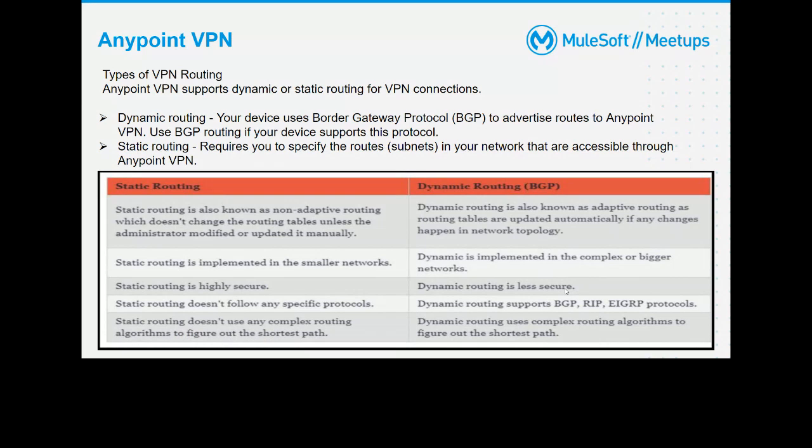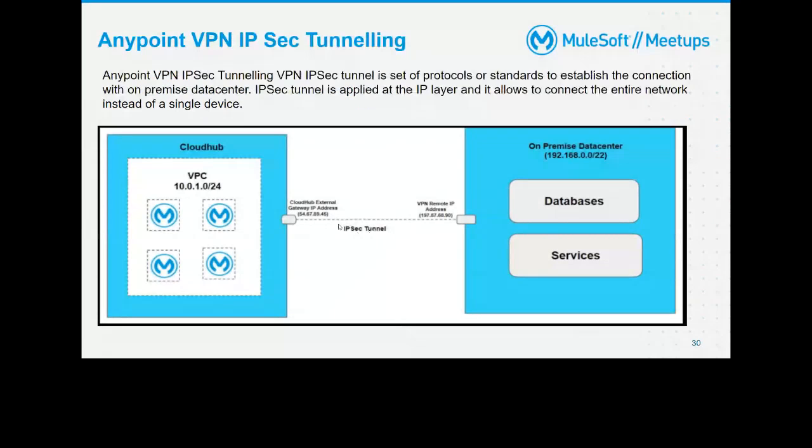So VPN IPsec tunneling, basically you use this generally with an on-premise data center. Generally your CloudHub VPC is on this particular range and your on-premise is on this range. You can set up an IPsec tunnel between both, the CloudHub and your on-premise data center.